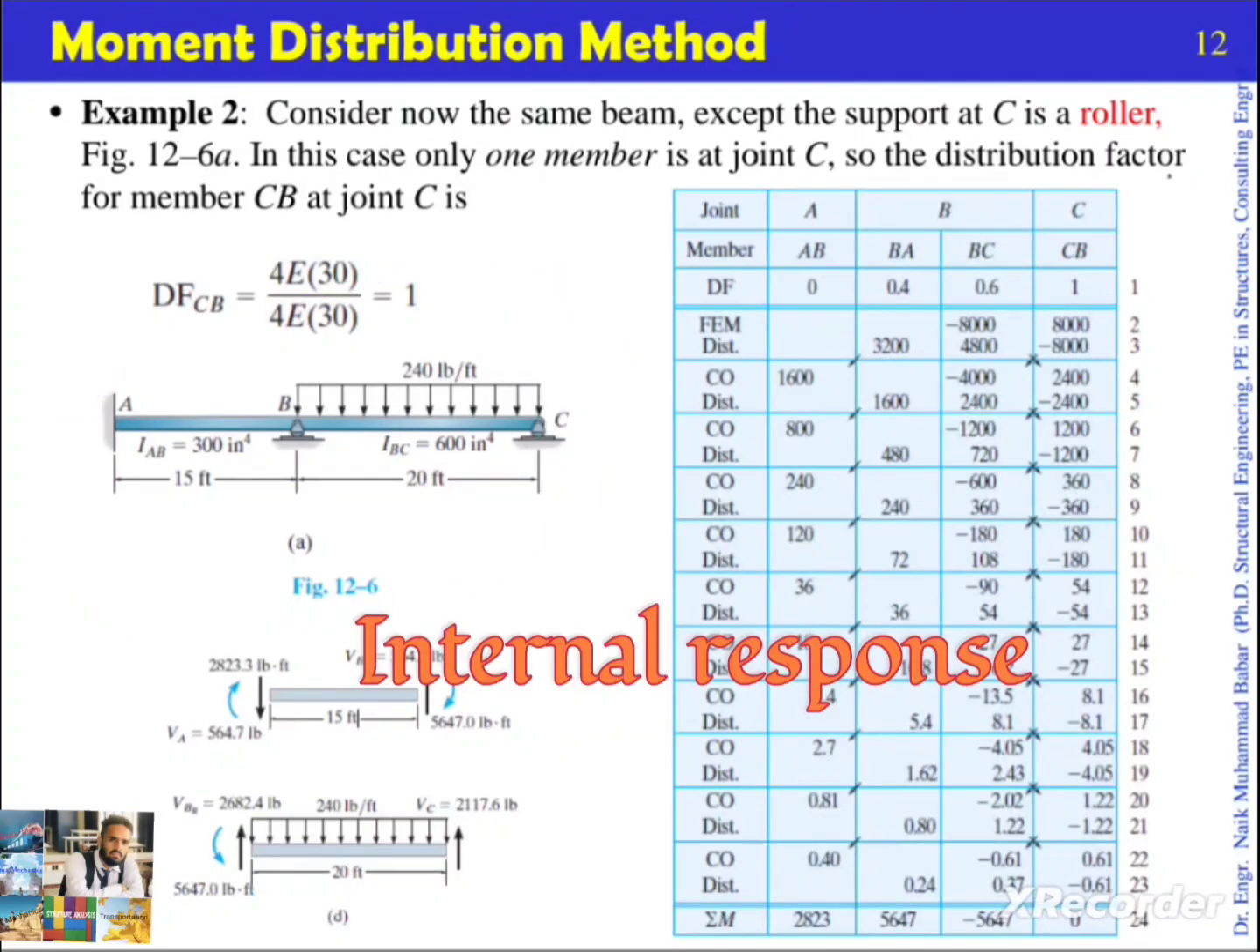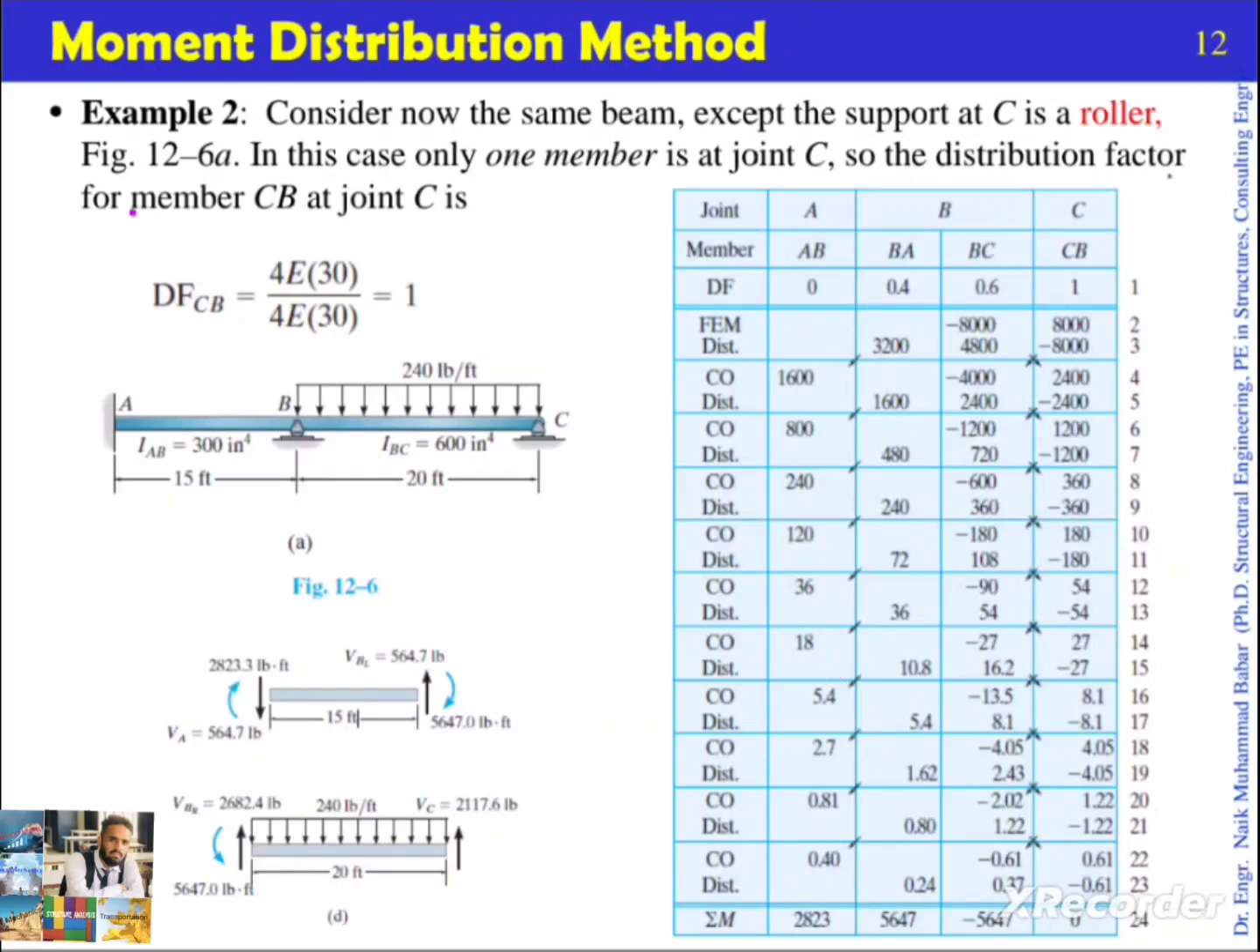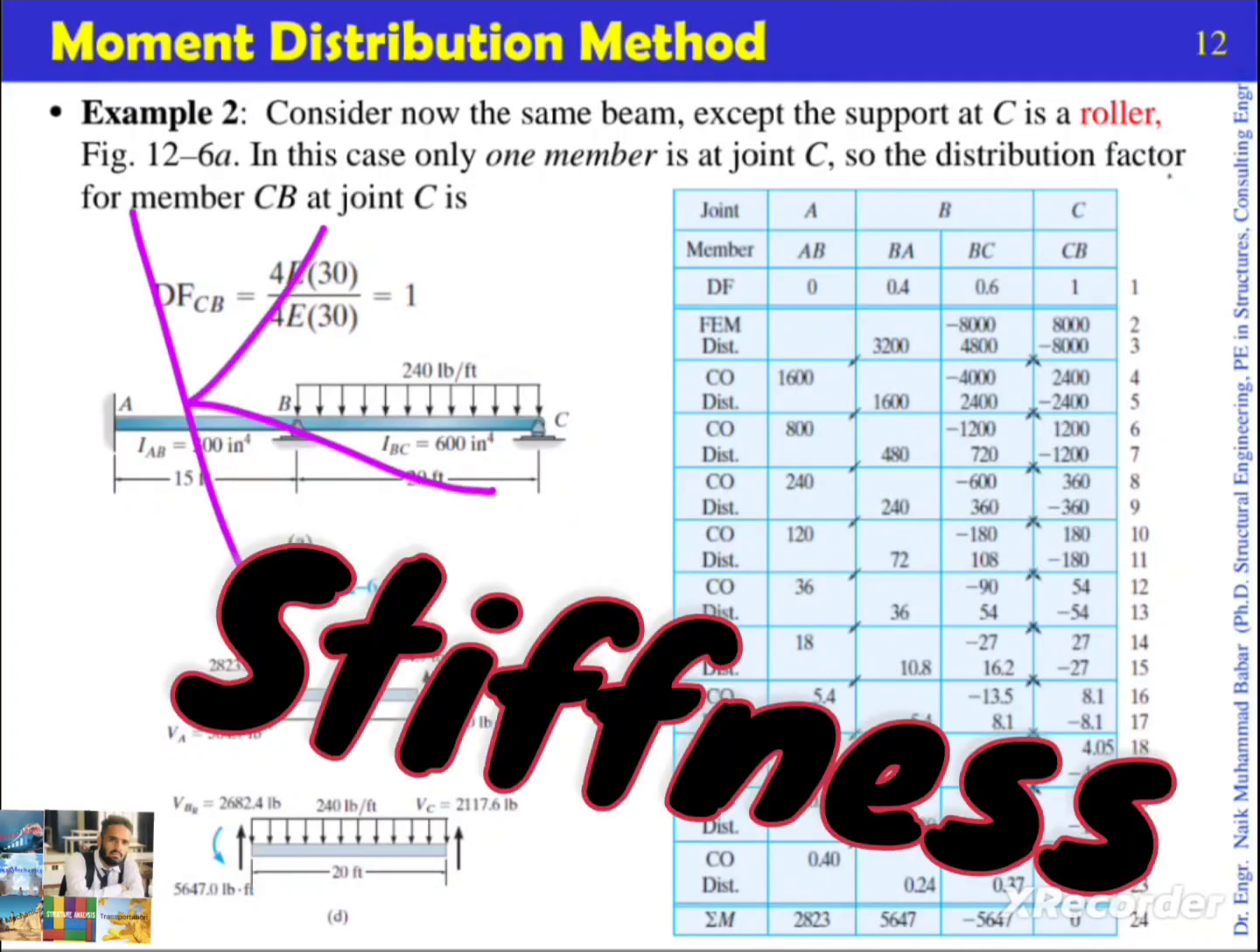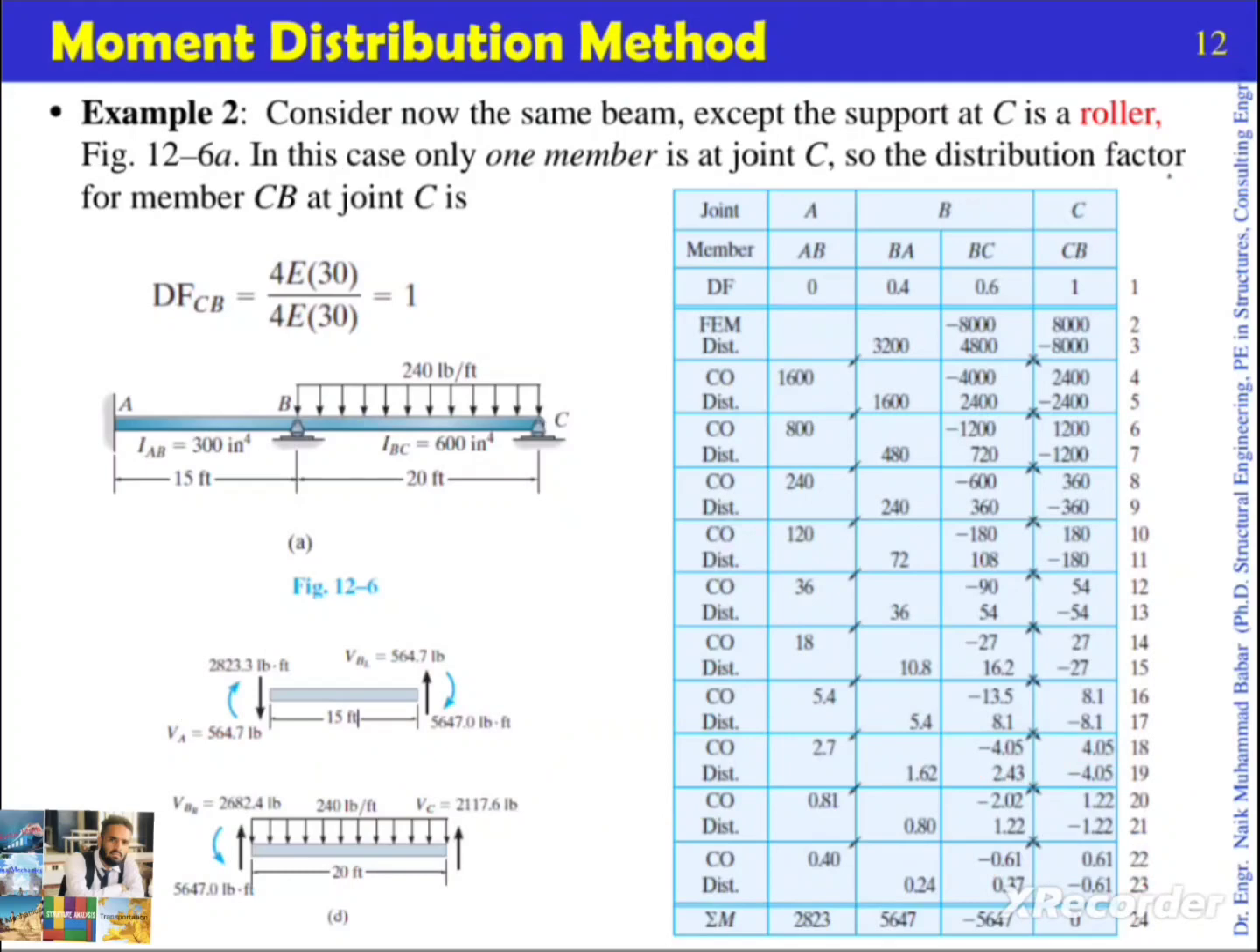The first step of the moment distribution method is to calculate the stiffnesses, for each member, meaning the stiffness of AB, BA, BC and CB. We require the 4 stiffnesses for calculating the distribution factors, and in the end the aim is to find the internal response, or we will draw the SFD and BMD for the given beam.